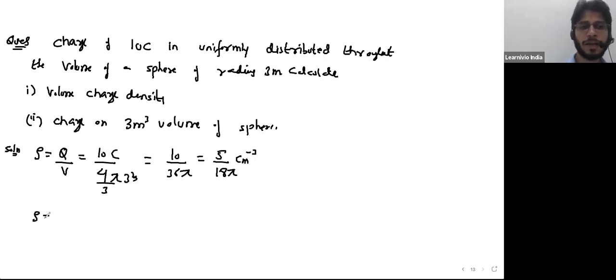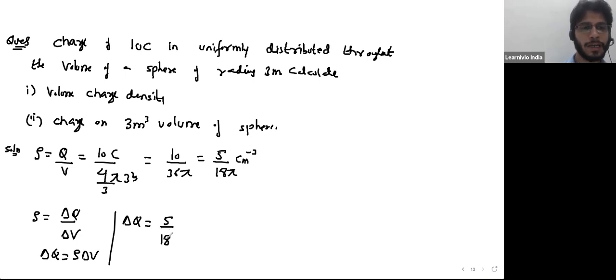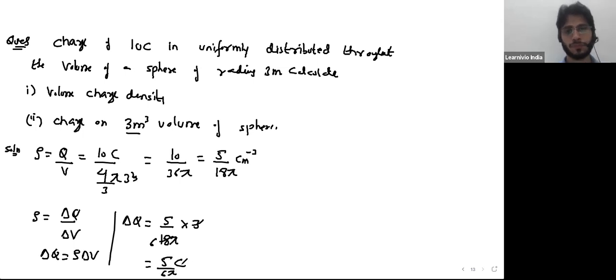Then for the second part, I can write rho as delta Q over delta V. So we can write that delta Q is rho into delta V. Rho is 5 by 18 pi multiplied by delta V. And how much is delta V? That's 3, 3, 6, 18. So it's 5 by 6 pi coulomb.